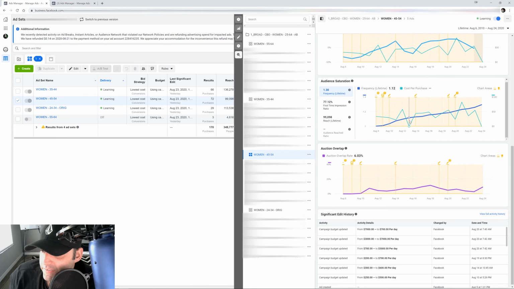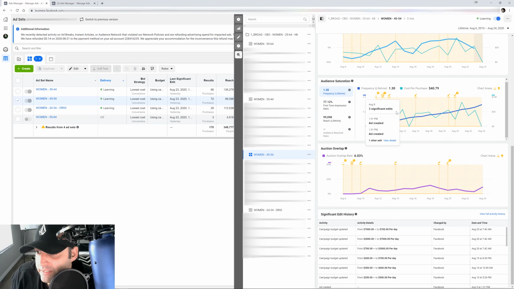And obviously, as your saturation goes up, usually, not in this case, but usually, you see your cost per purchase go up, because at this point, the same people are seeing your ad over and over again. If they haven't pulled the trigger, that means they're not interested. You're not resonating with that audience, right?